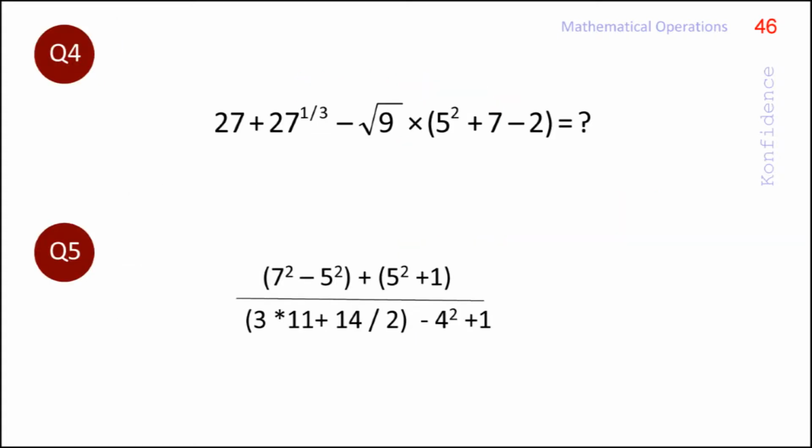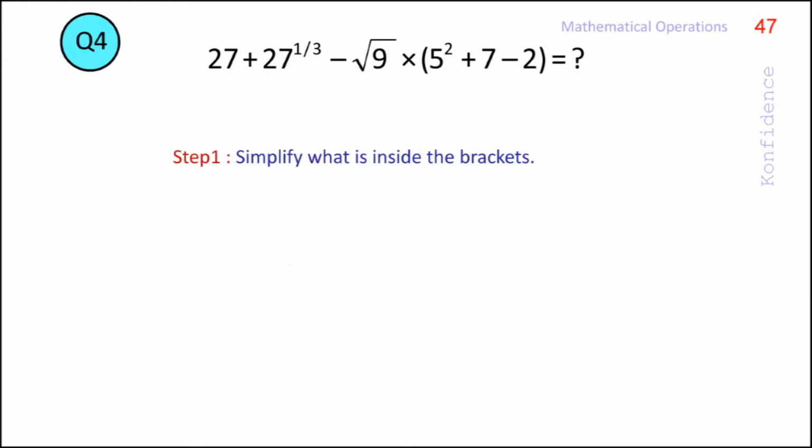Now refer the two questions Q4 and Q5. Let us look at how to approach question Q4. In the question, we have brackets, indices or order, multiplication, addition, and subtraction. As the first step, we look at the brackets. Within the brackets also, we follow the BODMAS rule. That is, within the brackets, the order takes precedence over division and multiplication, which in turn takes precedence over addition and subtraction.